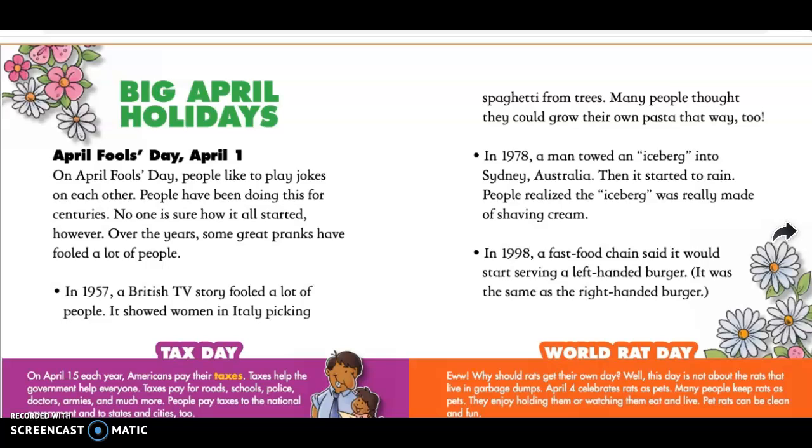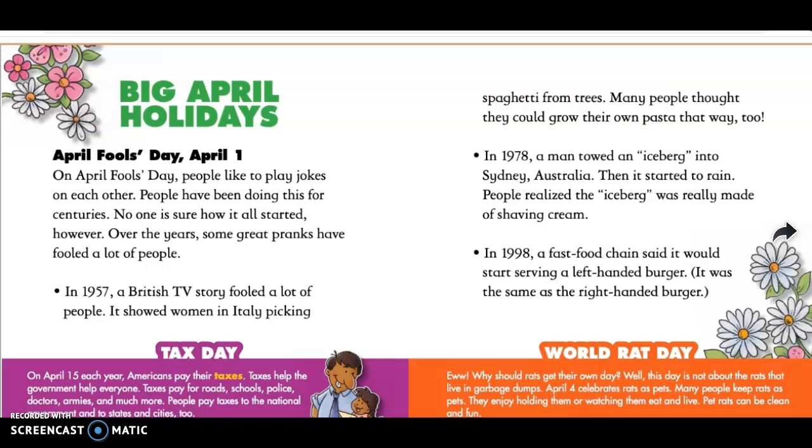Tax Day. On April 15th each year, Americans pay their taxes. Taxes help the government help everyone. Taxes pay for roads, schools, police, doctors, armies, and much more. People pay taxes to the national government and to the states and cities too.